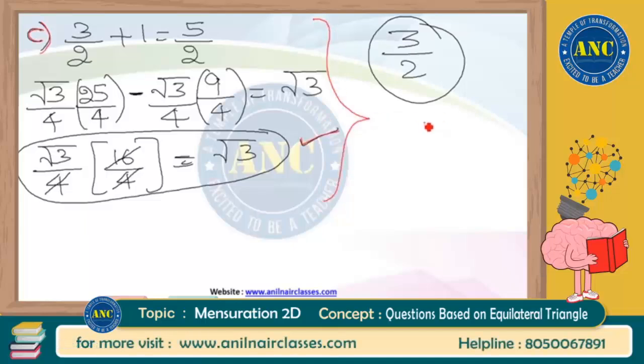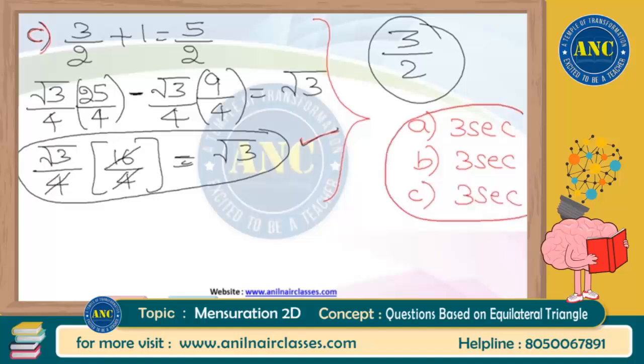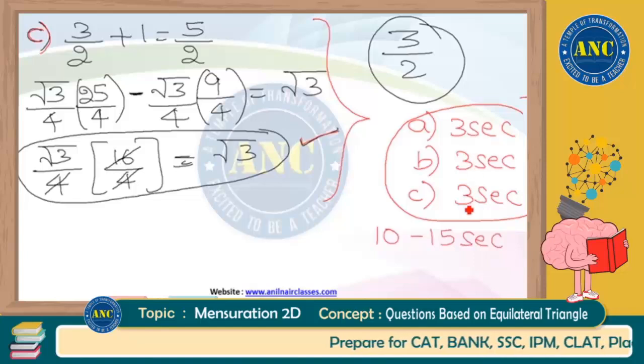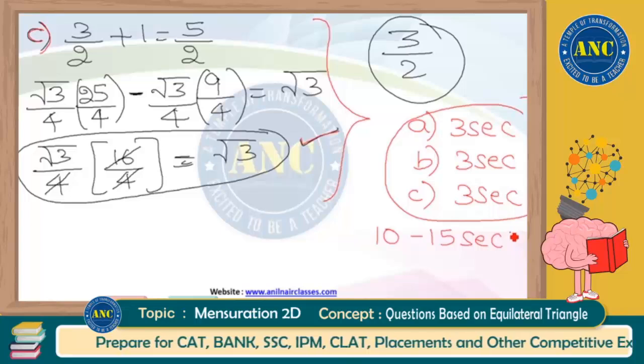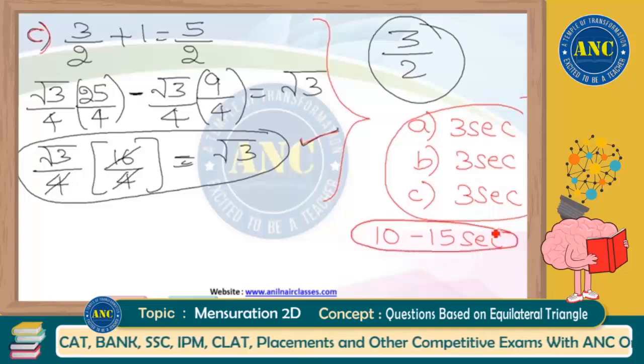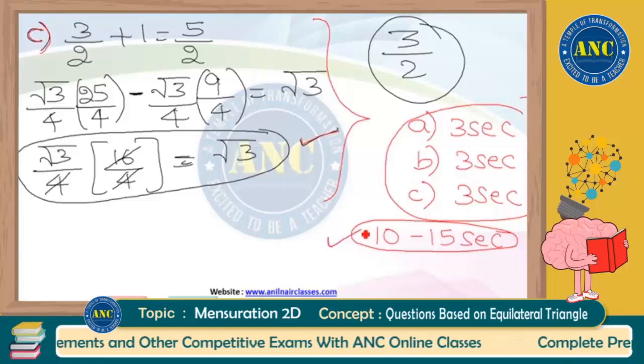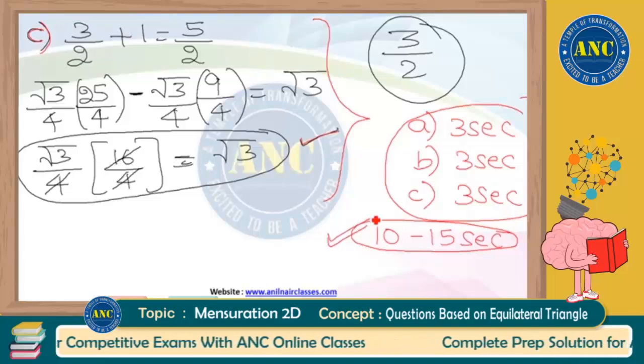That means the first option you took 3 seconds. Second option you took 3 to 4 seconds. Third option you took 3 to 4 seconds. You should complete this question maximum within 10 to 15 seconds. Sir, 3 plus 3 plus 3 is only 9 seconds, right? I should complete actually in 9 seconds only, right? I am just giving you another 4 or 5 seconds buffer time by using answer options. You should solve this in 10 to 15 seconds.